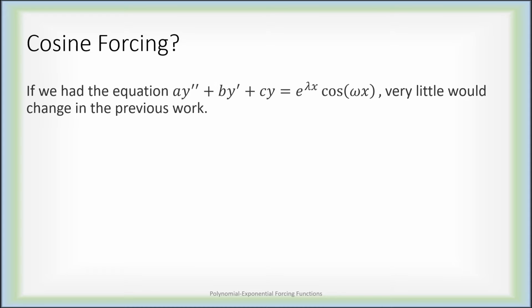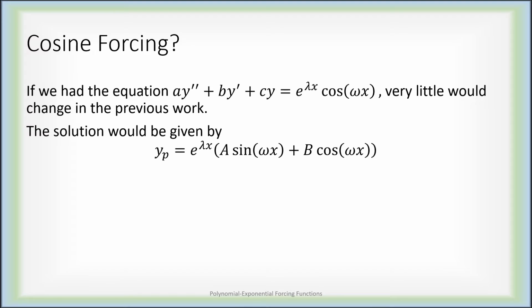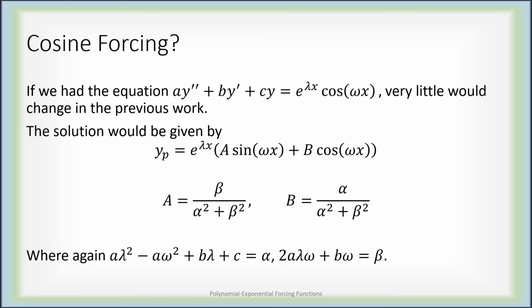Well, what if we have the same equation, ay double prime plus by prime plus cy, and now we want to produce a forcing function e to the lambda x cosine omega x instead of sine? Very little changes. The solution is given by y sub p is e to the lambda x times a sine omega x plus b cos omega x, just as it was before, but now a and b are computed slightly differently. However, alpha and beta are exactly the same things that they were before. So we just have a marginally different formula for how to compute these coefficients a and b, but essentially the work is all pretty much the same.